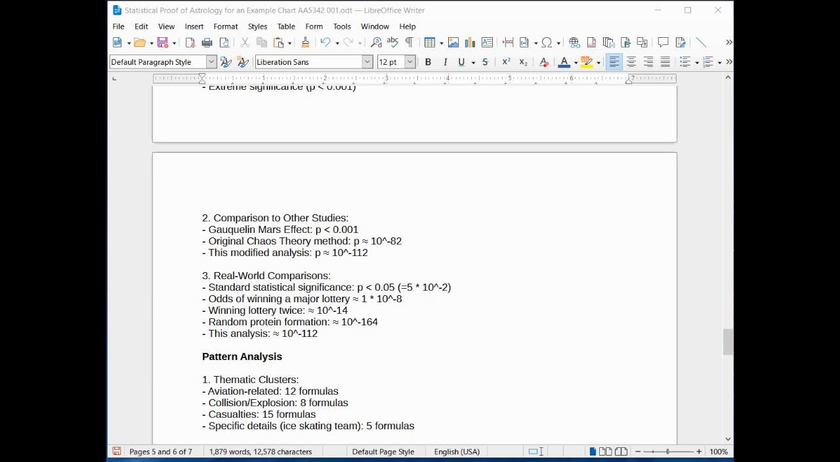The original chaos theory method that I used for the Oklahoma City bombing was only 10 to the negative 82 in power, which is probably about 16 something standard deviations in significance. This modified analysis certainly outdoes that. The reason it's so high, though, is because I included a description of the passengers on the aircraft rather than simply the collision formulas and the death formulas.